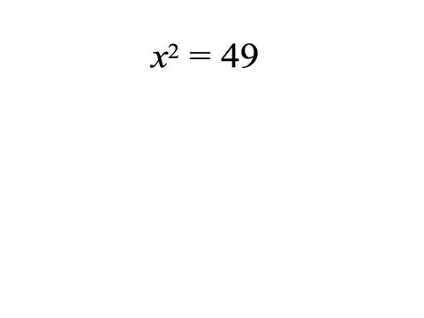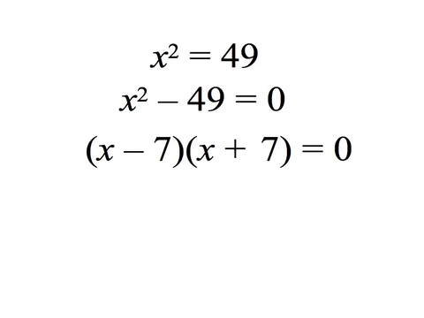Here's a quadratic equation. X squared is equal to 49. And if we add negative 49 to both sides, we get x squared minus 49 is equal to 0. And of course, x squared minus 49 is a difference of squares, so we can factor and apply the zero product property to determine that there's two solutions. 7 and negative 7 are both solutions to this equation.